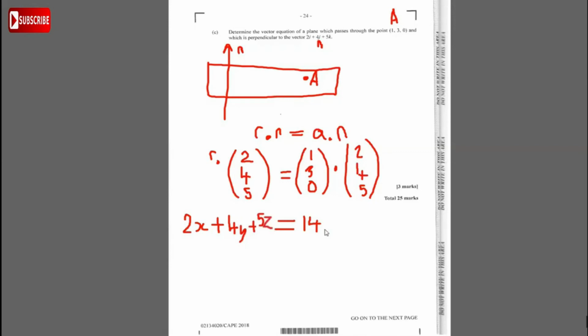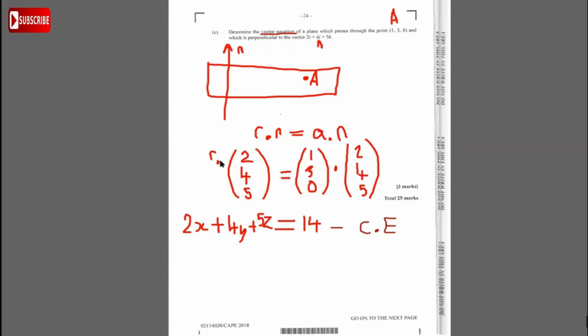But they didn't want this. This is a Cartesian equation. So always pay attention to what they ask. They ask for the vector equation. So we're not going to write it in this form. This is the Cartesian equation. They want it in the vector equation.